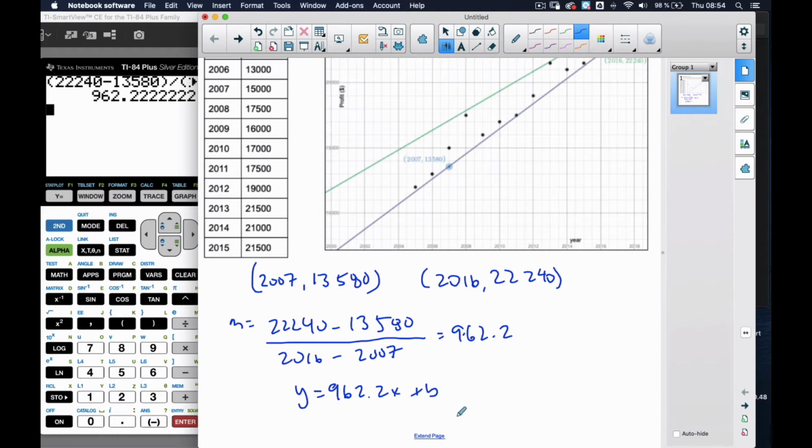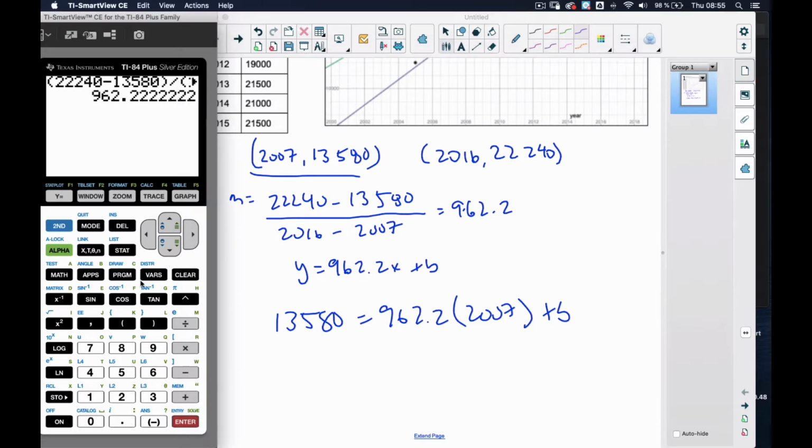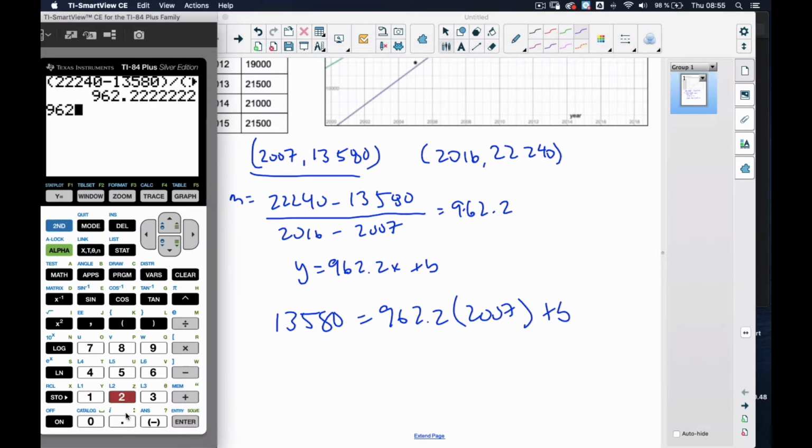962.2x plus b. I'm going to plug one of the points in, so I'll choose this point: 13580 equals 962.2 times 2007 plus b. When I do the calculation, I get 962.2 times 2007.